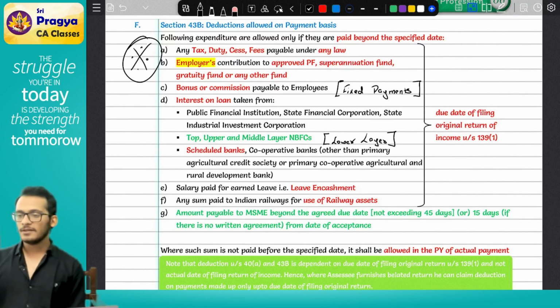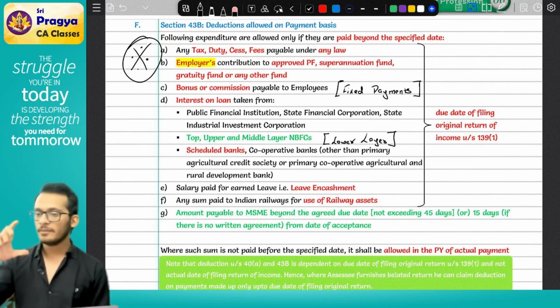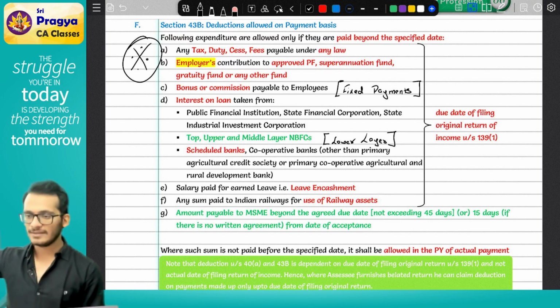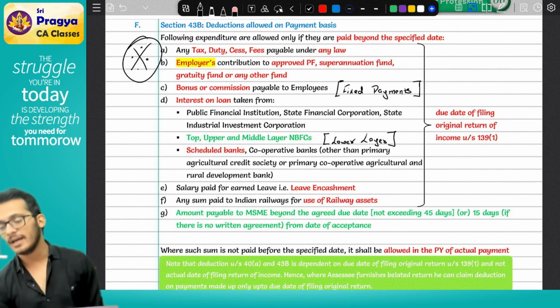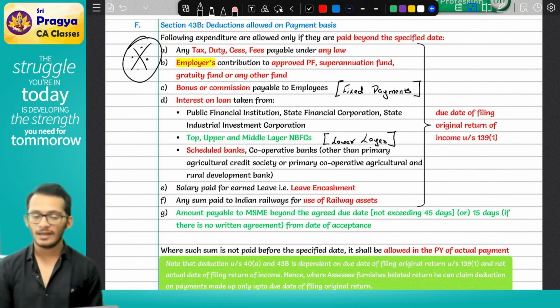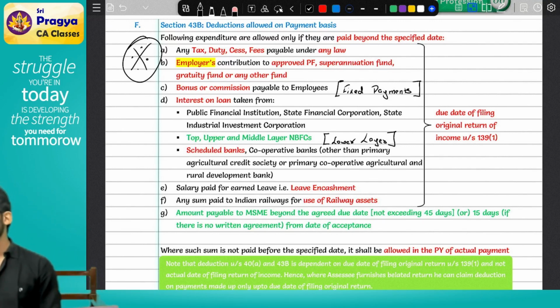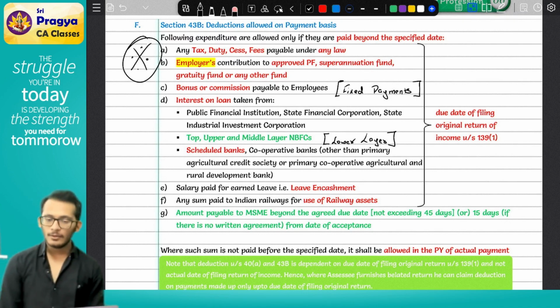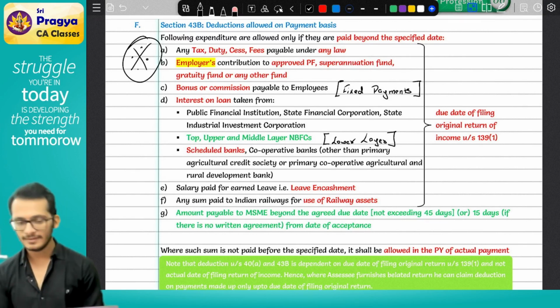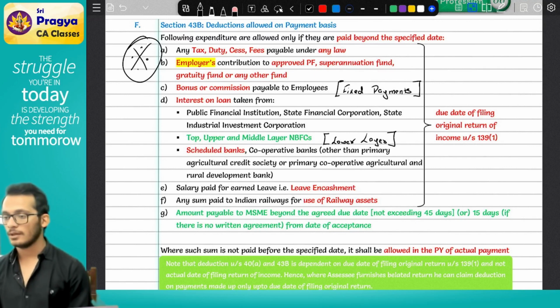We did some examples for TDS. You remember previous year 23-24, you deducted today, paid it today. Yes, same example. I am saying you should pay the money before the due date of return filing. If you make the payment before the due date of return filing, I will allow that payment. If not, I will disallow it and allow it in the year of actual payment. Yes or no? Yes, this is what the provisions are.